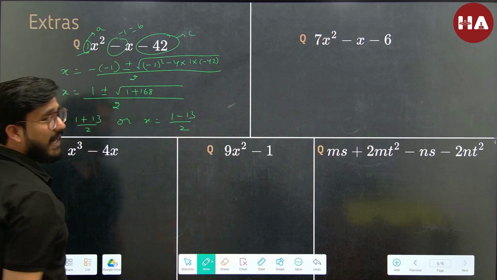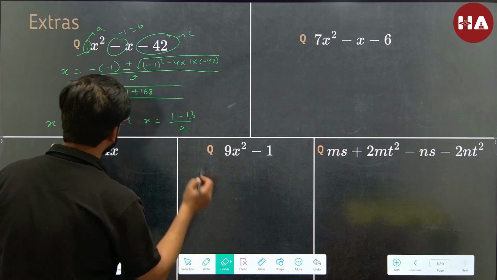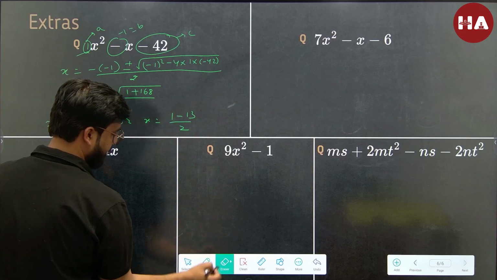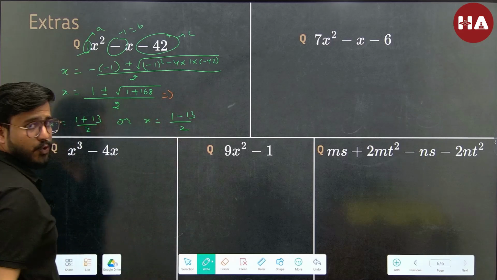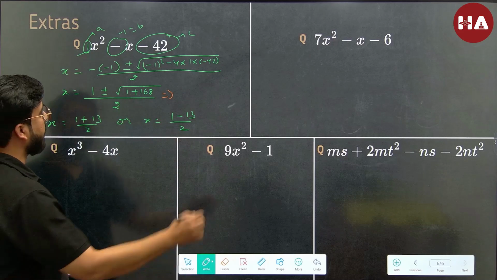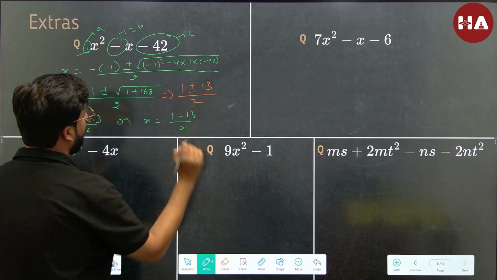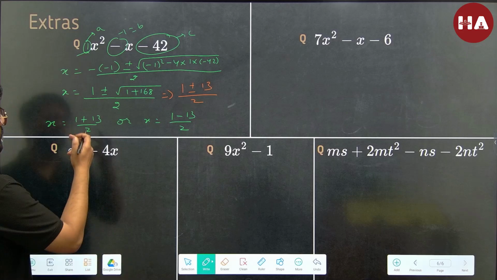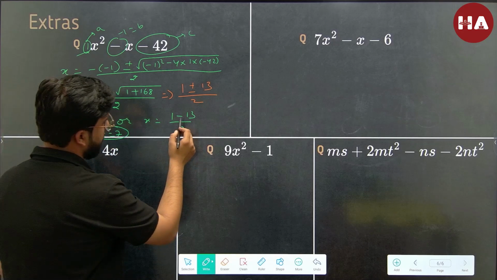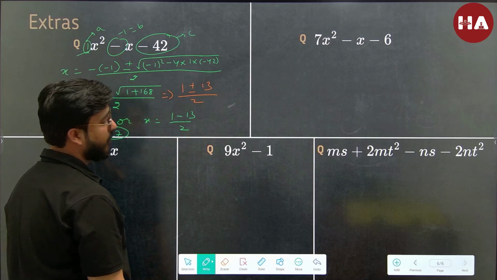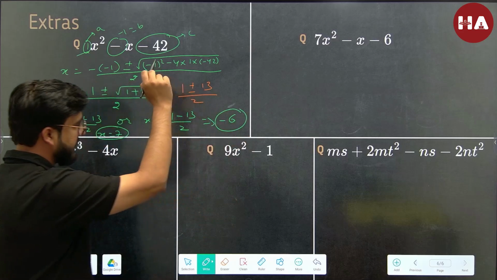Why have I done this? Because you can see here that the value for root of 169 is what? 13. So this will be formulated as 1 plus minus 13 over 2. Now you can find the values. This is what? 14 over 2. So the value for x is coming as 7, and this is 1 minus 13, that is negative of 12 over 2. This is coming to be negative of 6.